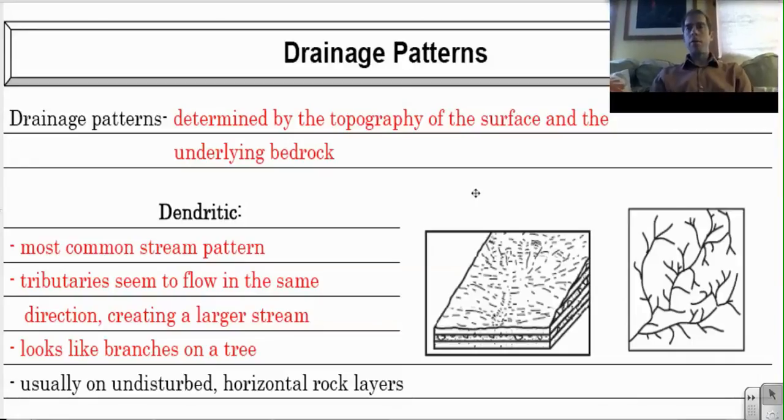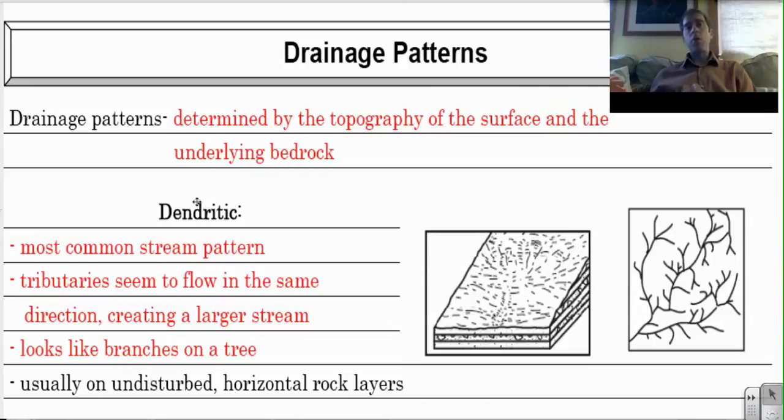So this is the second video on landscapes and how the land looks the way it does, the reason why it does look the way it does, and it has to do with drainage patterns. Drainage patterns are determined by the landscape, the bedrock underneath it, and the shape of the land. So the way the water flows. When I talk about drainage, I mean streams and how they flow over the land.